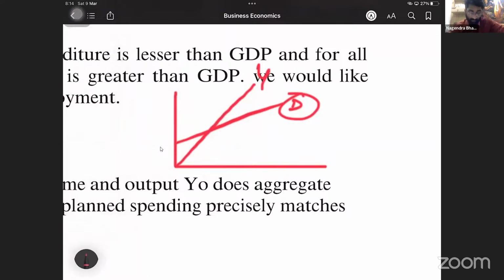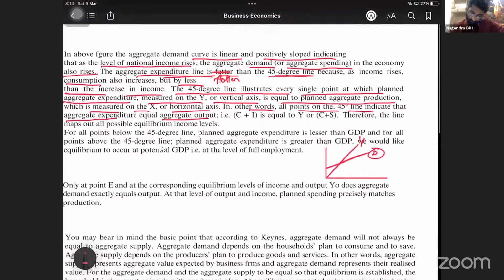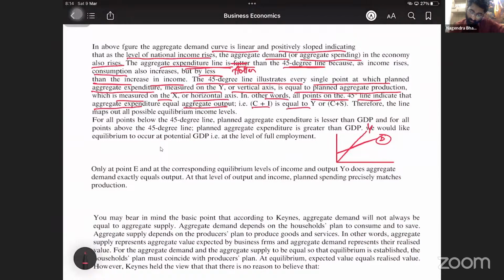In reality, this is the actual expenditure. In essence, C plus I is equal to C plus S. Therefore, the line maps out all the possible equilibrium income levels. For any point below the 45-degree line, there is savings. Planned aggregate expenditure is less than GDP. What is GDP? Nothing but income.